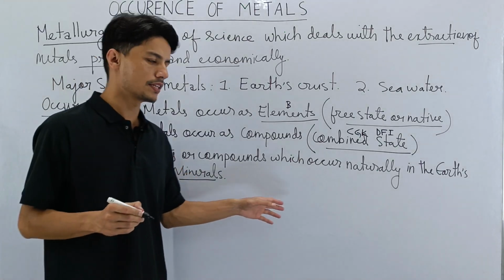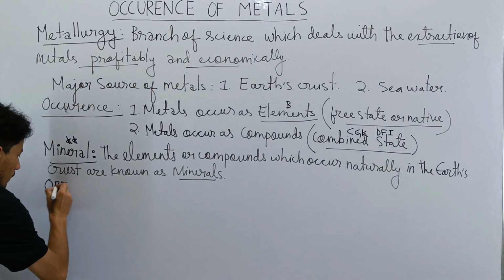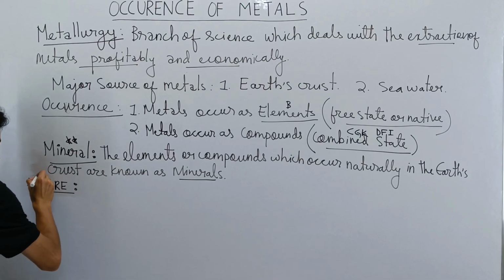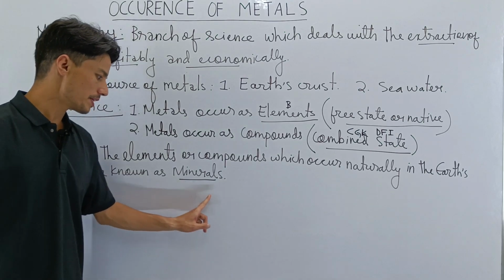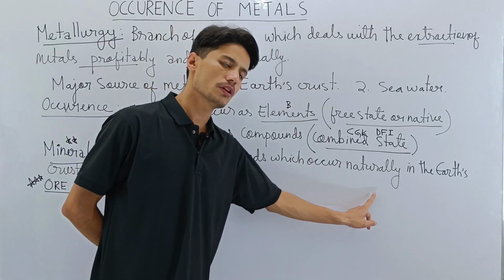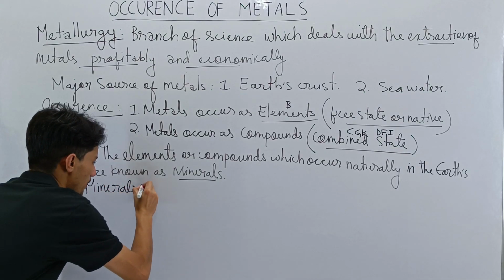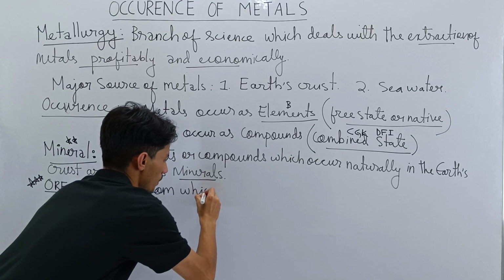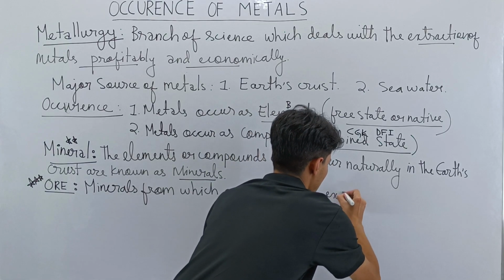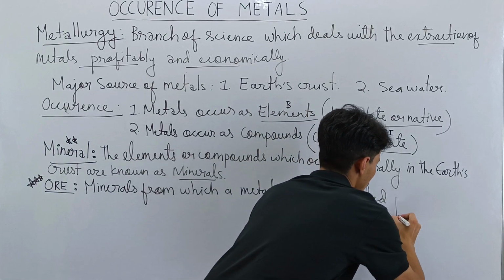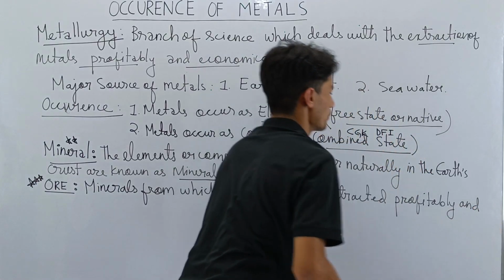But the most important ones will be the next two, which are the definitions of an ore and gangue. So next is ore, O-R-E. Both are very important. This is very, very important. Let's put 3 marks here. So what is ore? Ore: minerals from which a metal can be extracted profitably and economically is called an ore. Very, very, very important. So the definition of ore: minerals from which a metal can be extracted profitably and economically.